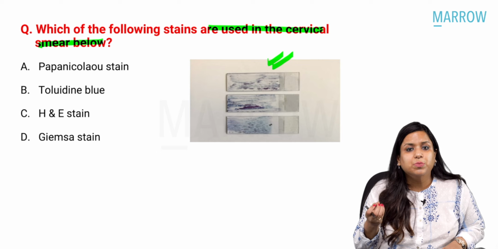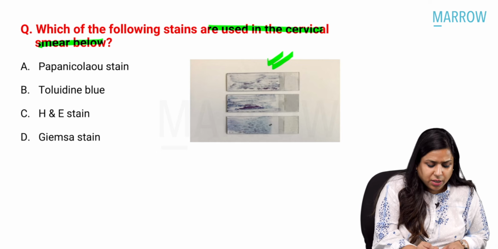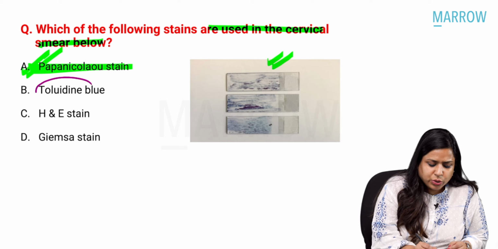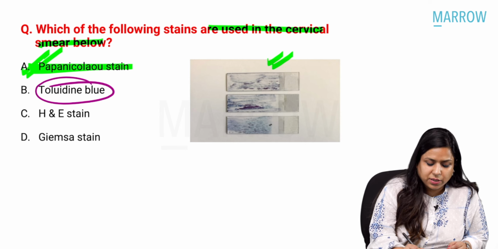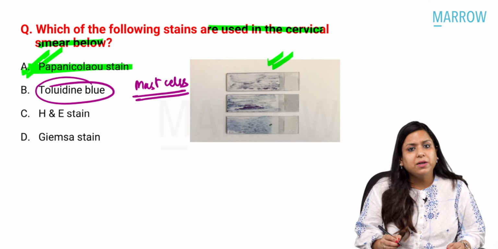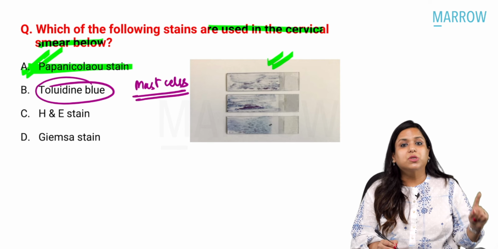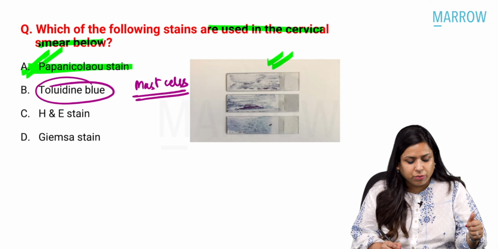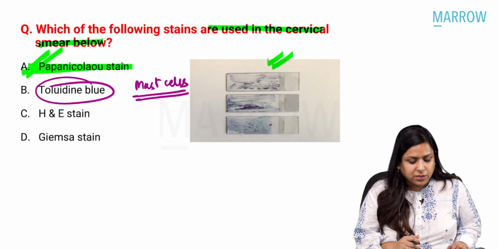We do a Pap smear, so we do a Papanicolaou stain. So what is the answer here? The Pap stain. Toluidine blue, students, is basically a metachromatic stain which we use for mast cells. Remember in INI-CET 4 years back there was a question, what is the stain for mast cell? Answer was toluidine blue, right? So this is a stain for mast cell.